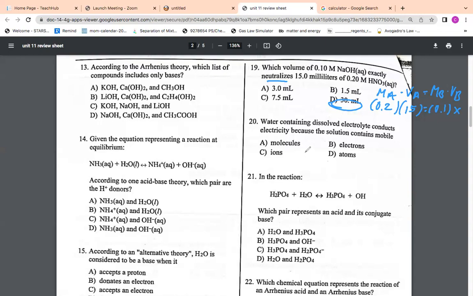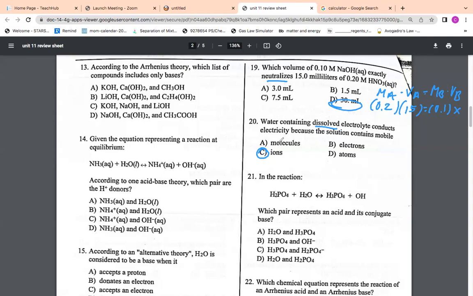So we are going to want to go with ions. Okay. Something is dissolved. Ionic compounds dissolve by breaking apart or dissociating into their ions. And so those things that have charge, these ions, as they flow through the solution, they allow the water to conduct an electric current or electricity.